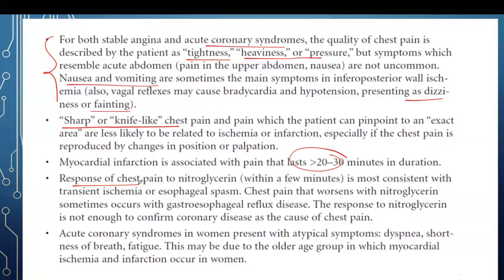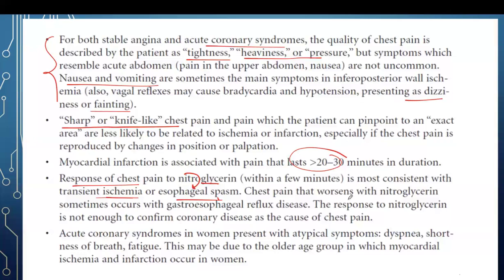Response of a chest pain to nitroglycerin. Sometimes the question will give you the clue in the exam that the patient has got a chest pain and the chest pain is getting better with nitroglycerin. If a chest pain responds well to nitroglycerin, it goes with ischemic heart disease. One other chest pain which also gets better with nitroglycerin is esophageal spasm. So either it is ischemia or a spasm if nitroglycerin makes it better.